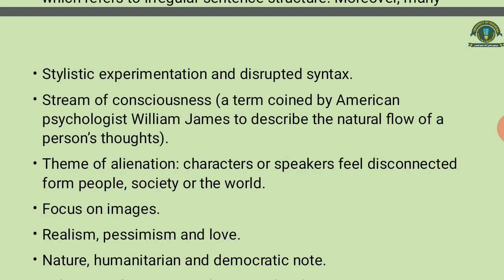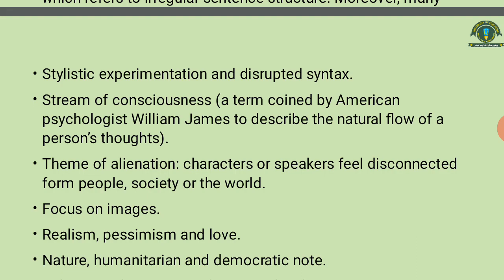You will find that the concept of love is basically the concept of the universal or the universe. So that is why we can say that love is found everywhere, in every aspect of life. And then, nature and humanitarian and democratic note. You will also see that nature is also associated in every age with the lives of the people.